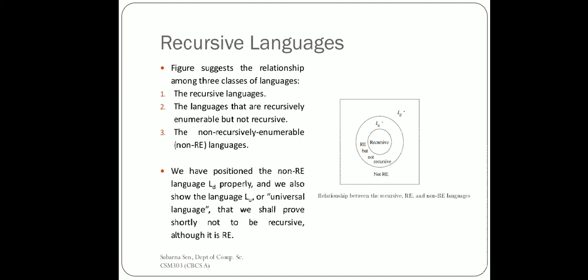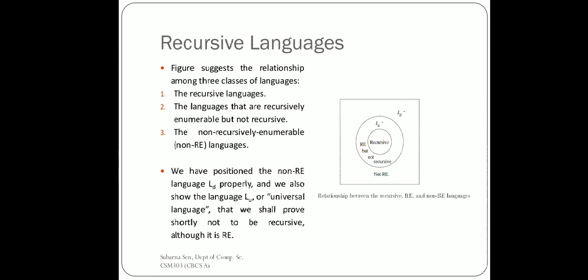Now you can see here we have positioned the non-RE. There are even languages which are non-recursively enumerable languages, and we have also shown LU, the universal language, which we shall prove shortly to be recursive, although it is RE. So in the next lecture you will see LU.